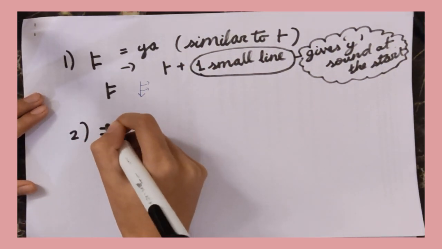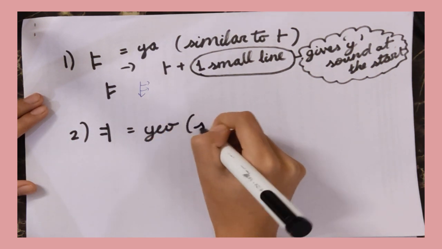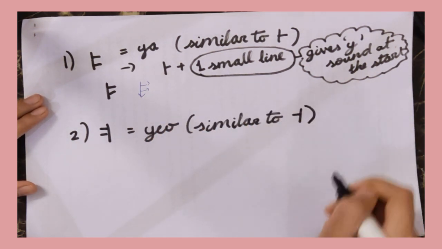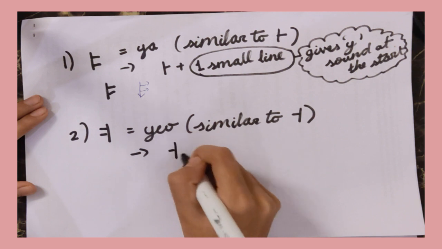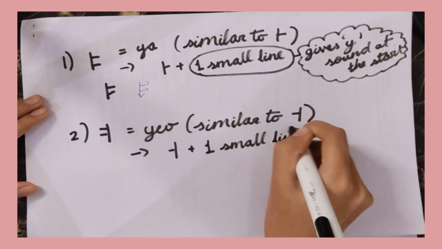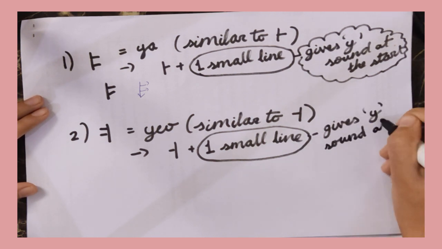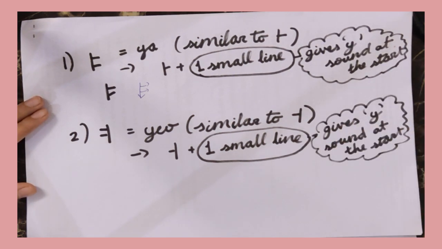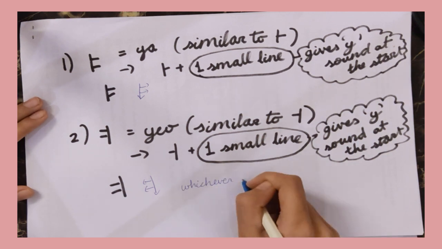Now, let's talk about the second vowel, which is this. This seems a bit similar to O, right? And just like ya, it has 2 small lines instead of one attached to its left side. The extra line also gives us a Y sound at the start. The stroke order goes like this with this vowel.